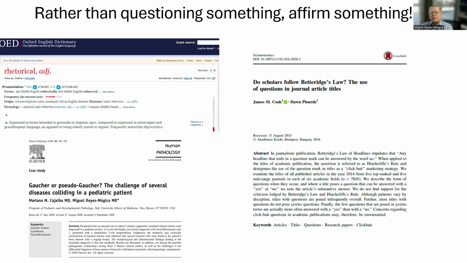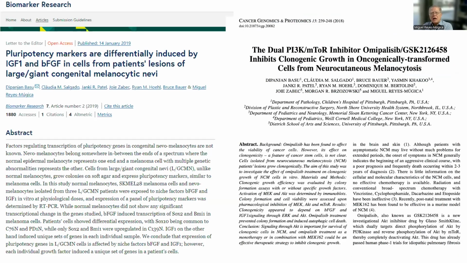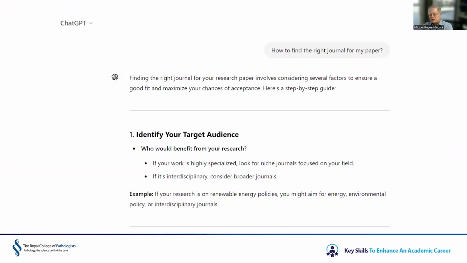And then, rather than questioning something when you are going to present a title, and Dan mentioned this, I have sometimes used the rhetorical question like Gaucher or pseudo-Gaucher. But in general, the more recommended approach is to use a statement, affirm something. You have a short or sometimes a little longer line, but you say something. BRAF mutations are also associated with neurocutaneous melanocytosis. So that's an affirmation that conveys your message, and that's an important issue. And other examples, even if they are mechanistic, it's important to keep this approach.